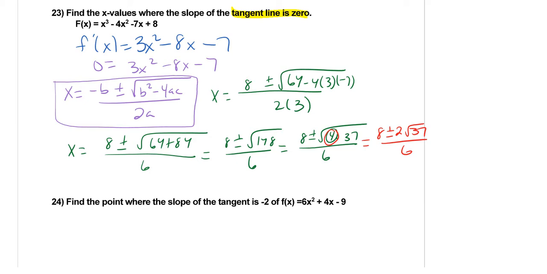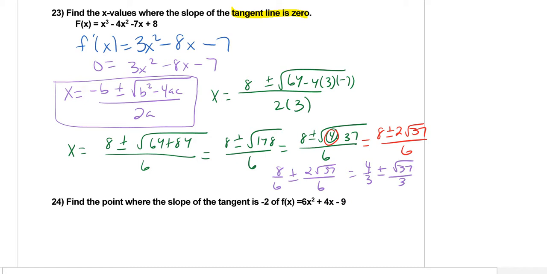Two ways to finish this off to simplify. You can pull a 2 out of the top and cancel it, or for some of you it's easier to see if you break it up using the rule that we're dividing by a monomial. So this gives me 4/3 plus or minus the square root of 37 over 3. The mistake a lot of people make is they try to cancel right here with the 8 and 6, but this 6 divides into both the radical and the 8. So my answer, it didn't ask for a small one or a big one. It says, what are the x values? So it's 4 plus or minus the square root of 37 all over 3.